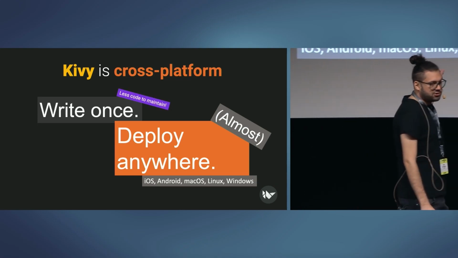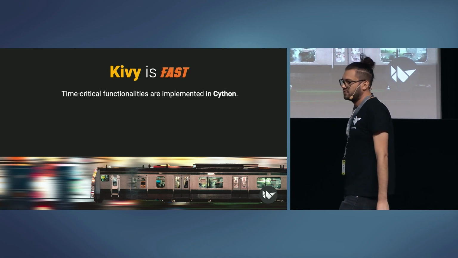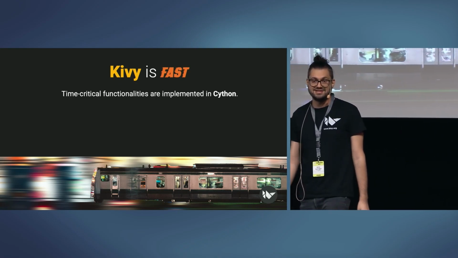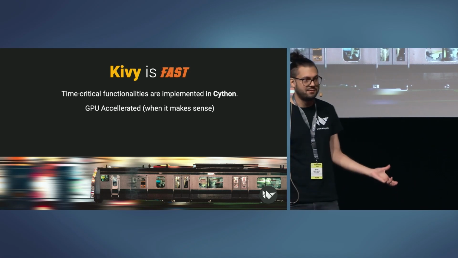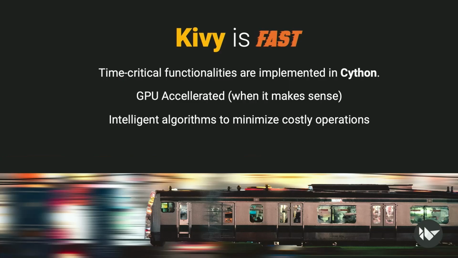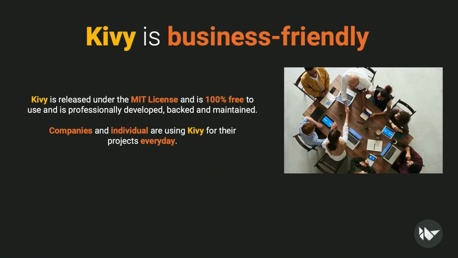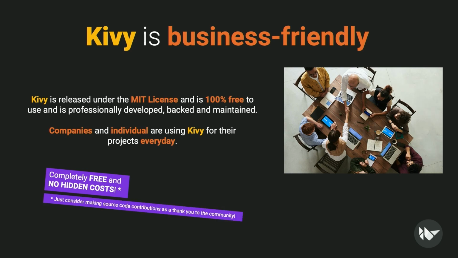So that means less code to maintain. And also Kivy is fast, because time-critical functionalities are implemented in C, it is GPU accelerated when it makes sense, and it also implements intelligent algorithms to minimize costly operations. And Kivy is also business-friendly, because unlike some, we could call them competitors, Kivy is released under the MIT license, and is 100% free to use, and is professionally developed and maintained. And companies like the one I work for and individuals are using Kivy for their projects every day. So Kivy is completely free with no hidden cost, but please consider making source code contributions.